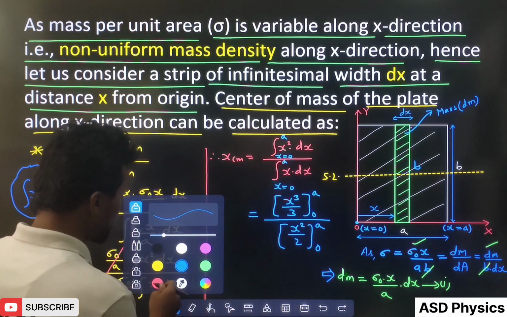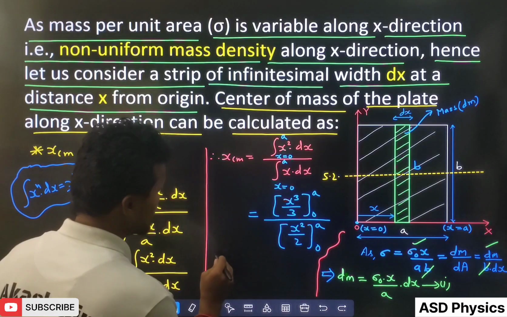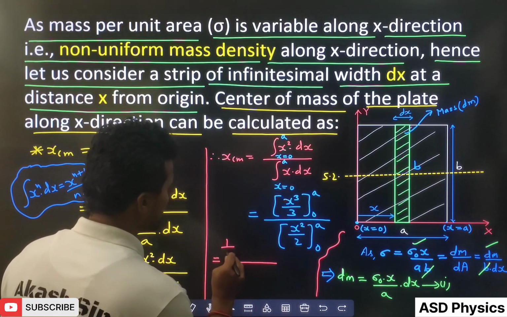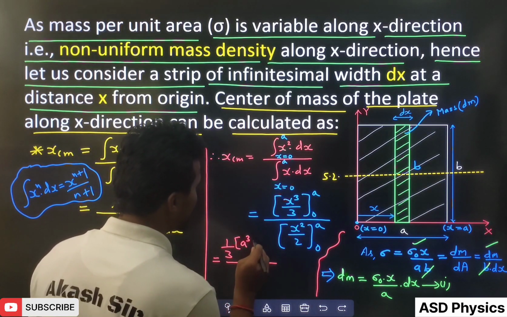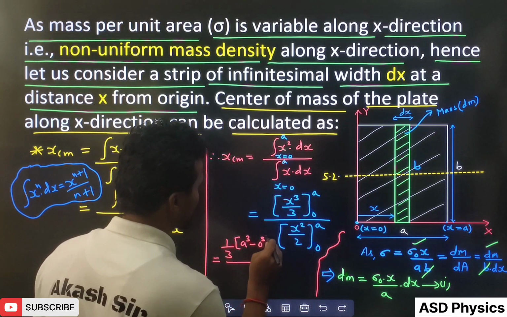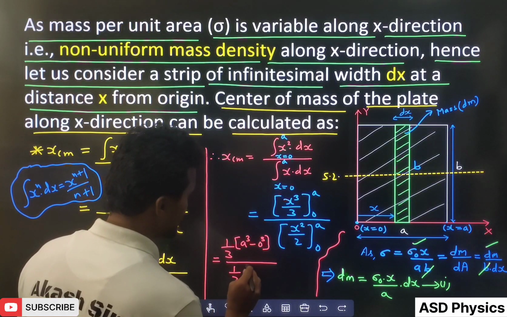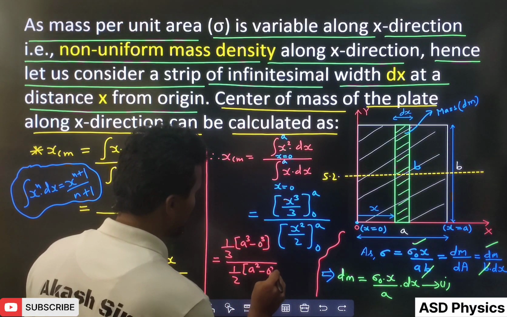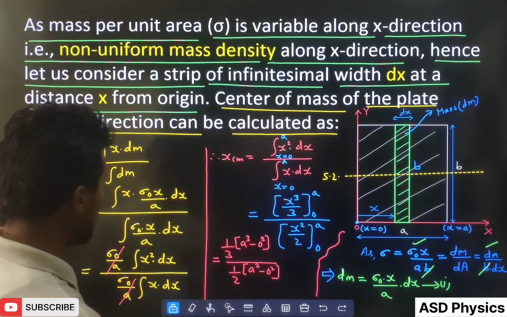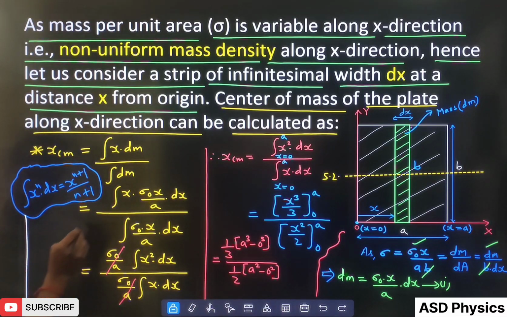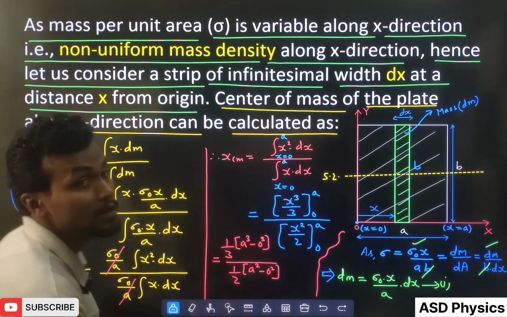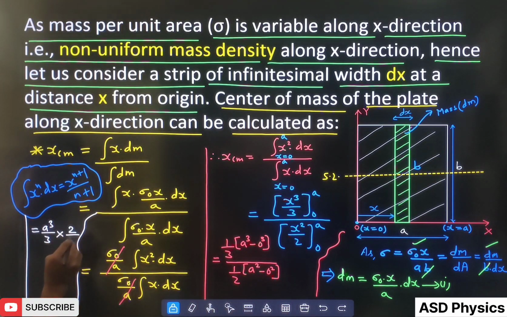Now next, see this is separate, so here 1 by 3 will come outside, then upper limit minus lower limit. So this will become a cube minus 0 cube, that means 0 only. Here it will become 1 by 2 into a square minus 0 square. So if we solve, all these things are done. Kindly simplify this: it will become a cube by 3, into the reverse, that means 2 by a square.